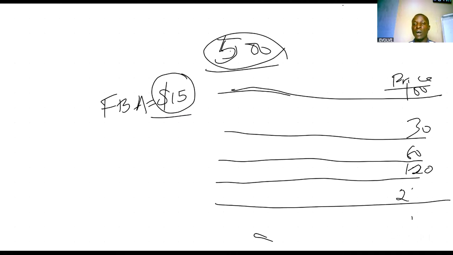So if we are to add 30 plus 60, that is 90, plus 120, how much is that? People who do mathematics. 210. 210 plus 240.